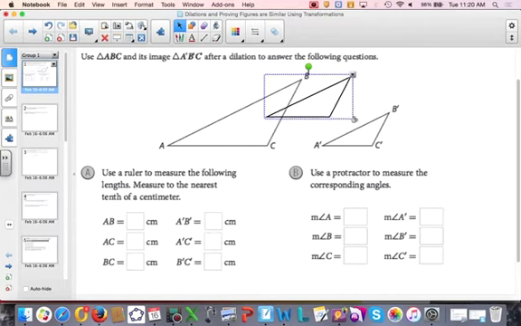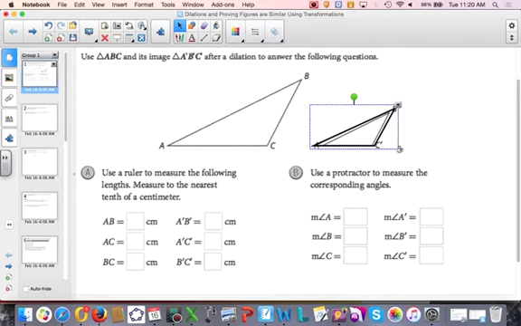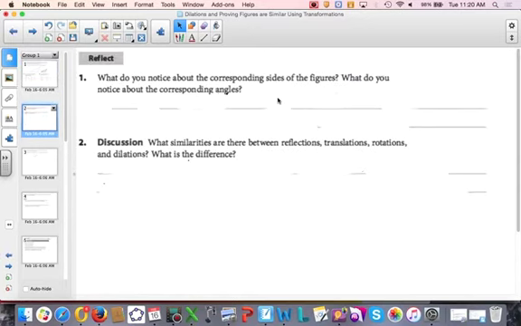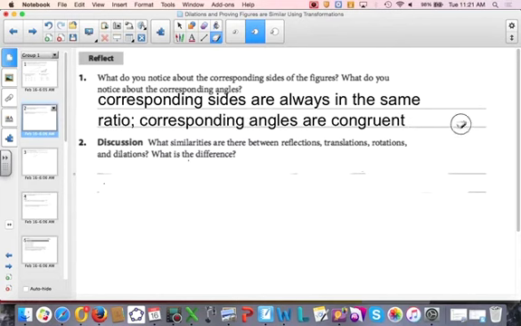However, if I were to shrink the entire triangle down, it would eventually line up onto triangle A prime, B prime, C prime. Okay, so it's not working perfectly, but you may remember it didn't line up perfectly on A, B, C either. Okay, so what do we notice about the corresponding sides of the figures? What do we notice about the corresponding angles? The corresponding sides are always in the same ratio. Corresponding angles are congruent.